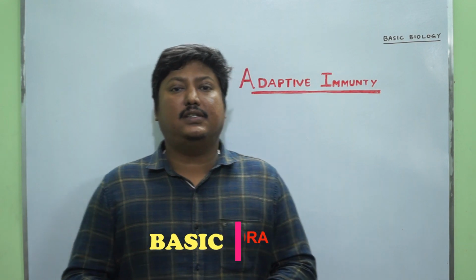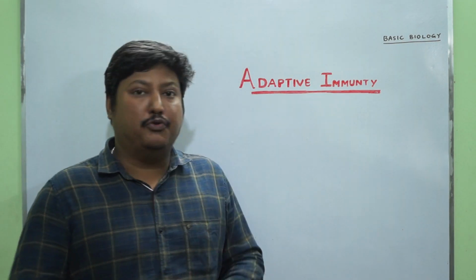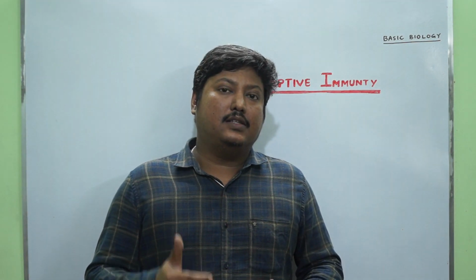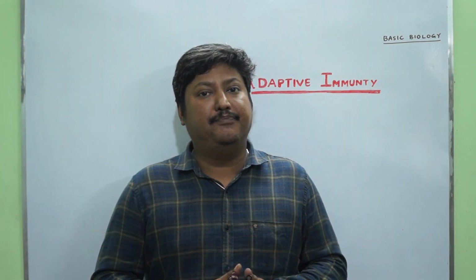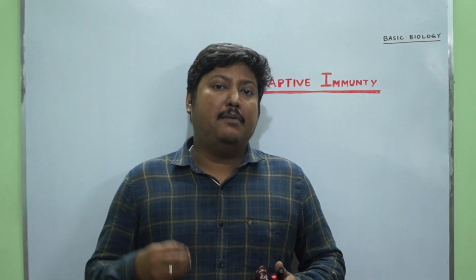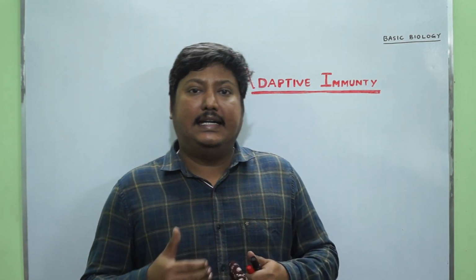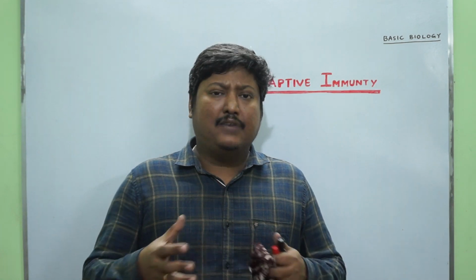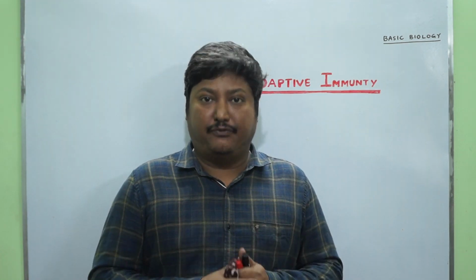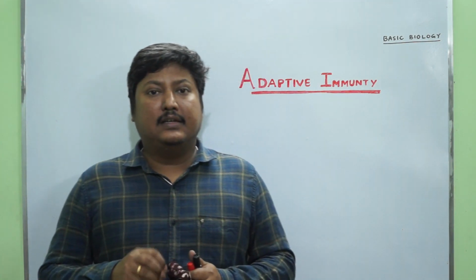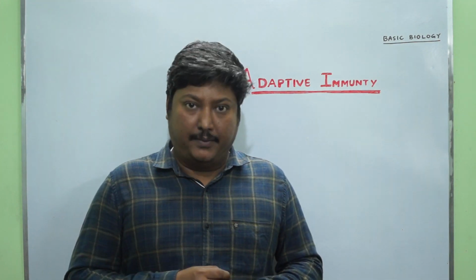Today we are going to discuss the concept of adaptive immunity. In our last video, I discussed the basic concept of innate immune response, which is a general defense mechanism to prevent the entry of any microbes or pathogens inside our body. But in adaptive immunity, the interaction between the antigen and the immune component, for example the antibody, is very specific. That is, antigens are recognized and eliminated from the body in a very specific way.